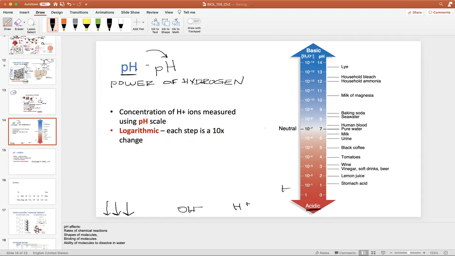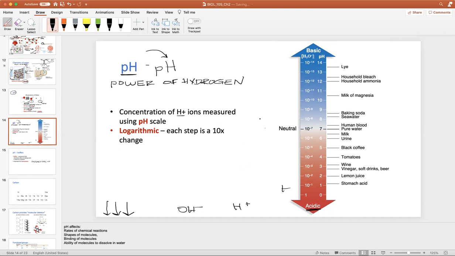pH, what it's really measuring is the concentration of hydrogen ions in a solution, okay? So if a solution has a lot of hydrogen ions, we say that it's acidic, but the fewer hydrogen ions it has, the more it has like a negative OH component, and therefore we say that it's basic, okay?